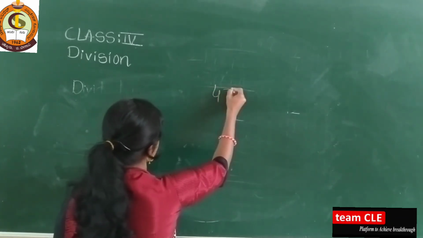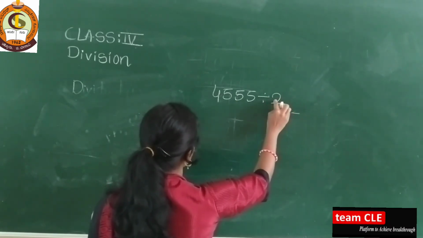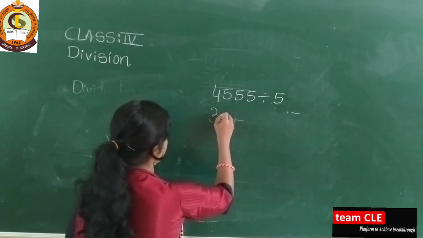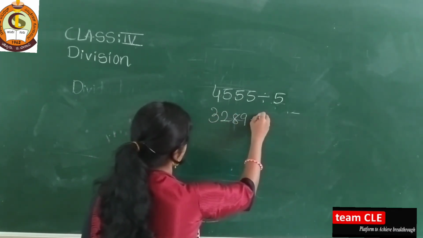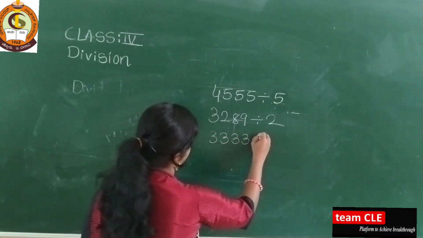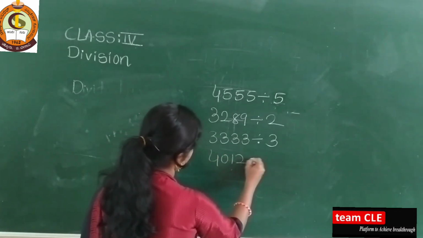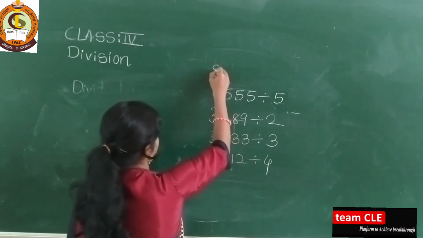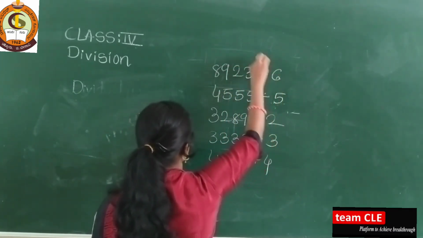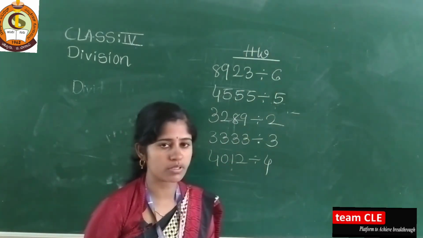So solve these examples because in your practice time here divisors of 2 digits are there. Okay, so solve this: 3289 divided by 2, 3333 divided by 3, 4012 divided by 4, 80093 divided by 6. Yes, these 5 examples, do as homework and send it to my WhatsApp number.